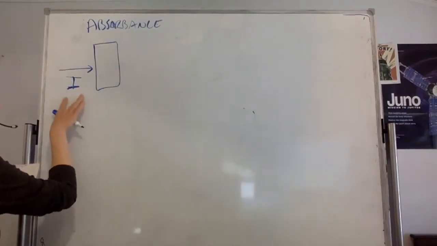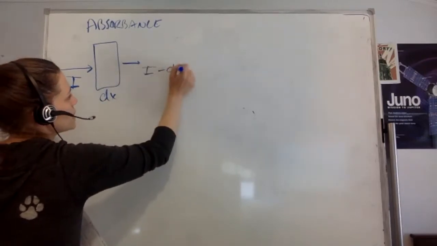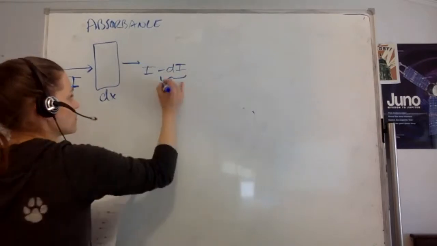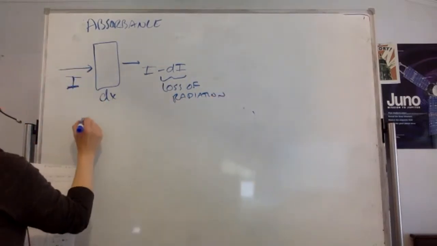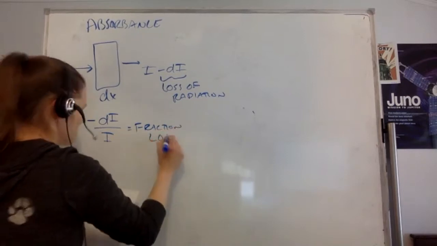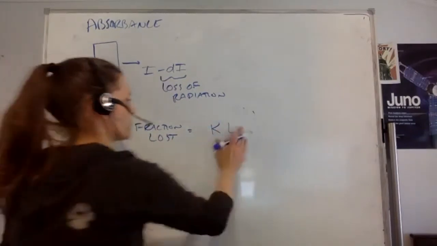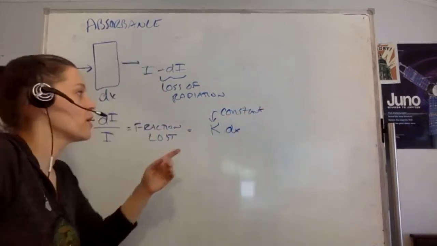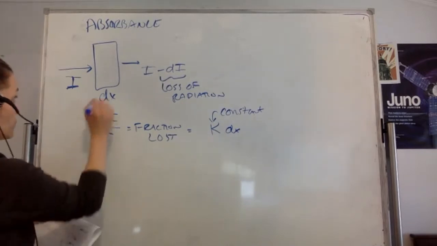What Lambert's Law says is we're going to have an initial intensity go through a sample of size dx. What comes out the other side is going to be the intensity minus the amount of intensity of light that was lost or absorbed into the sample. So this is the loss of the radiation. I want to know the fraction that was lost. So minus dI over I equals the fraction of light lost, and that's going to equal k times dx, where k is a constant that will later become the extinction coefficient, or the molar absorptivity.